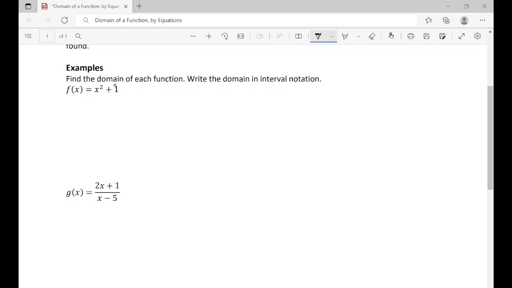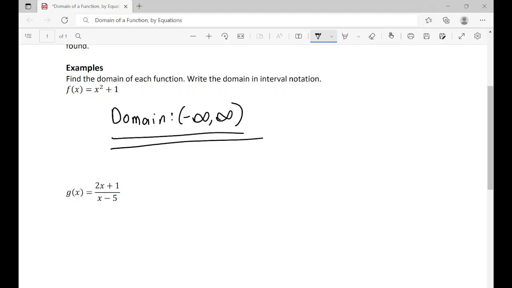So we're going to find the domain of each function, and we're going to write the domain in interval notation. And remember, interval notation is always from smallest to largest. So we have f of x equals x squared plus 1. There is no denominator with a variable in it. Since there is none, we can say that the domain of this function runs from negative infinity all the way to positive infinity, or just all real numbers.